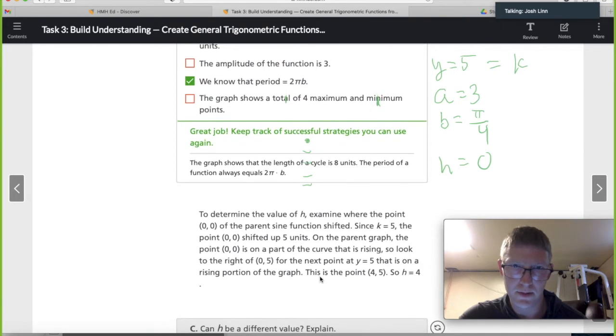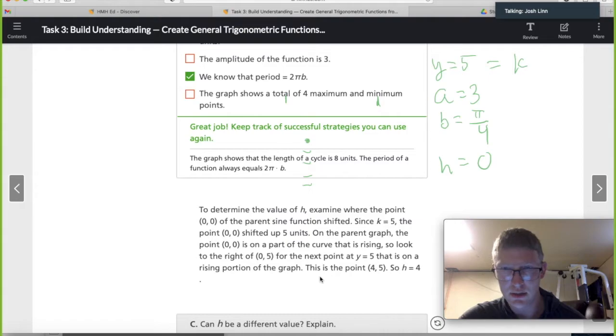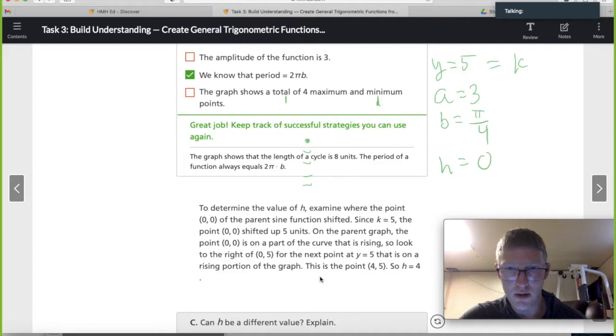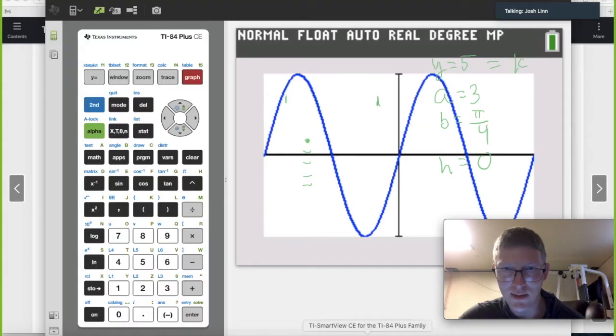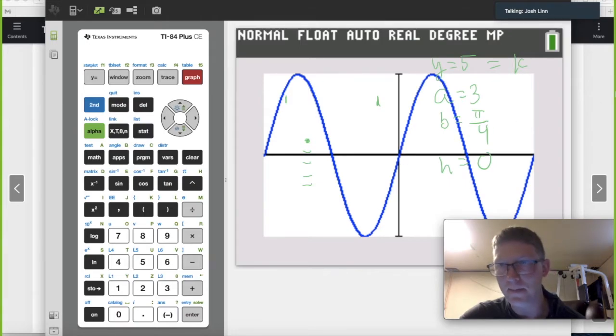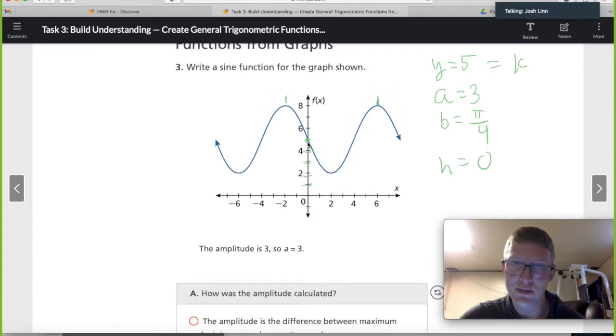Wait, what? To determine the value of h, examine where the point 0, 0 of the parent function sine shifted. Since k equals 5, the point shifted up 5 units. On the parent graph, point 0, 0 is part of the curve that is rising. Oh, I made a boo-boo. So look to the right. Oh, yeah, I totally messed that up. They got me. So it goes to the origin, and it's increasing. Goes to the origin, and is decreasing.